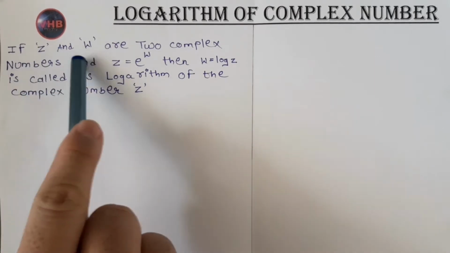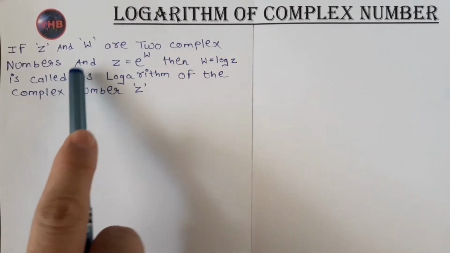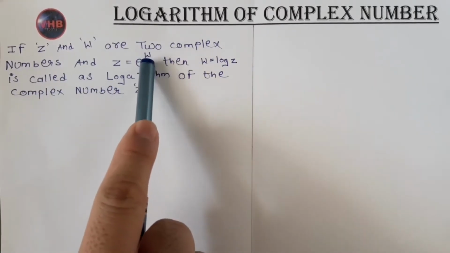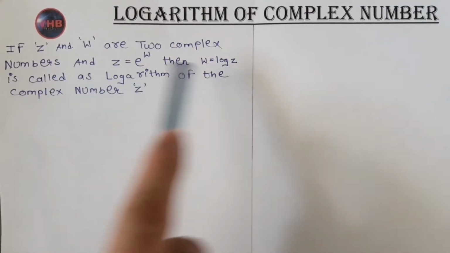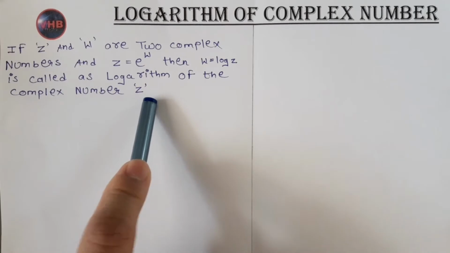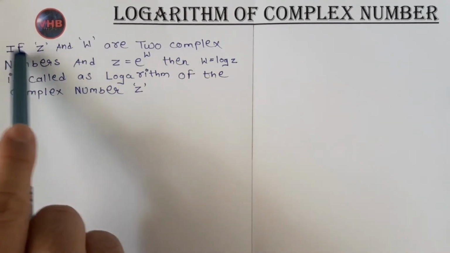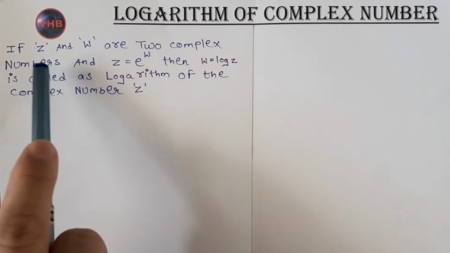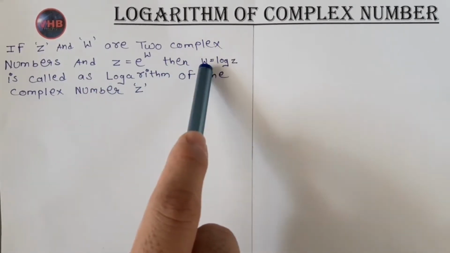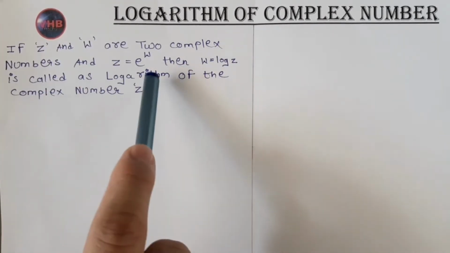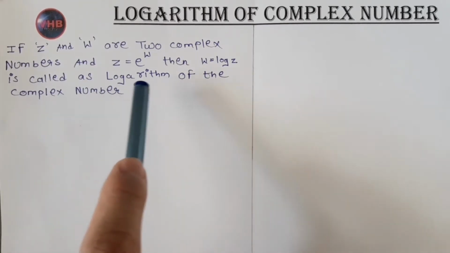Now if z and w are two complex numbers and z equals e raised to w, then w equals log z is called the logarithm of the complex number z. I will repeat that: if z and w are two complex numbers and z equals e raised to w, then w equals log z is called the logarithm of the complex number z.